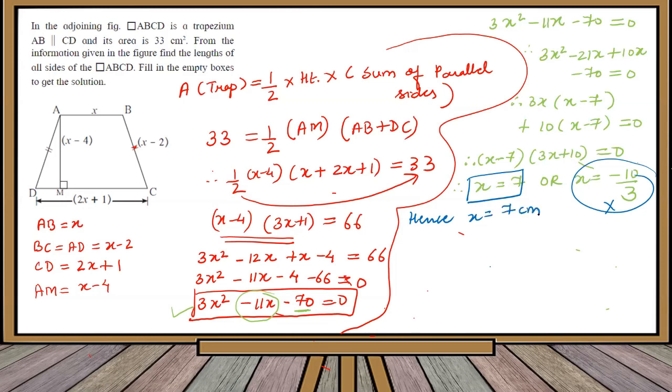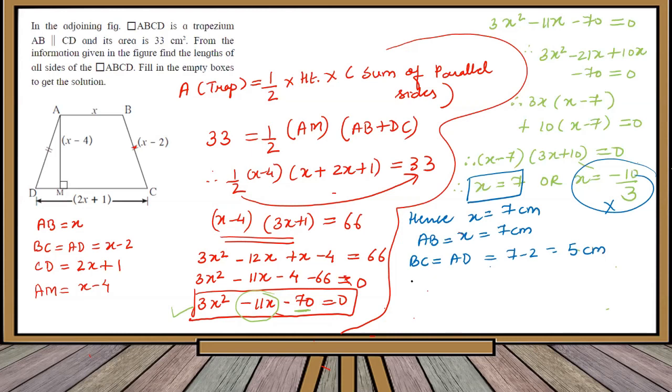If x is 7 centimeters, now we can find out all the sides, right? So what was the first side? AB was equal to x, which is equal to 7 centimeters itself. BC, the two equal sides, BC was equal to AD, which was equal to x minus 2, so that's 7 minus 2, which is equal to 5 centimeters.